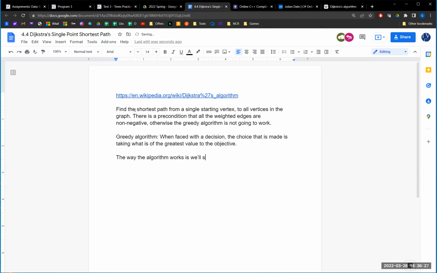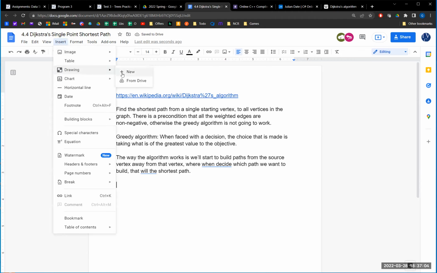is we'll start to build paths from the source vertex away from that vertex, where when we decide which path we want to build, that will be the shortest path. So let's go over what I'm talking about.